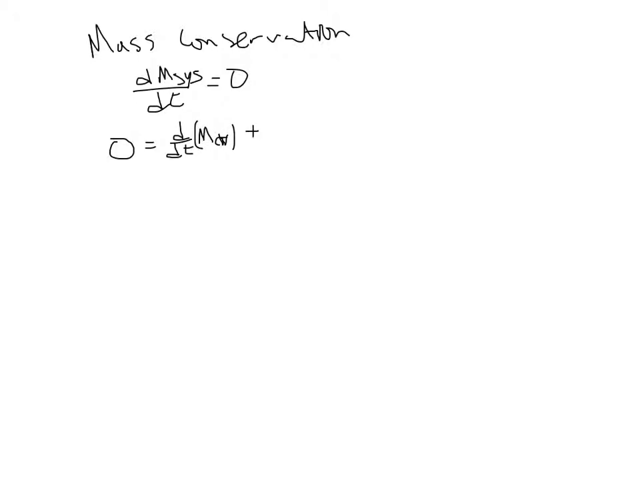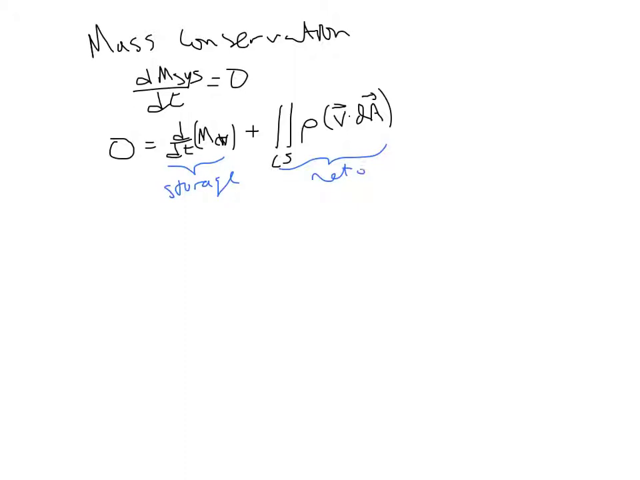has to be offset by the flow of fluid into and out of our control volume, or through the control surface. And so we write this as the integral over the control surface of density times V dot the area element dA. Now, the way we can interpret this is that we have storage and net outflow.